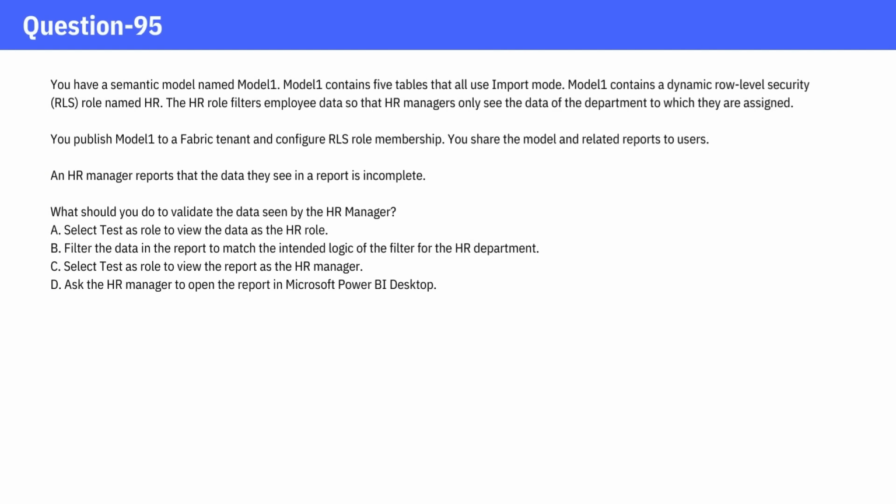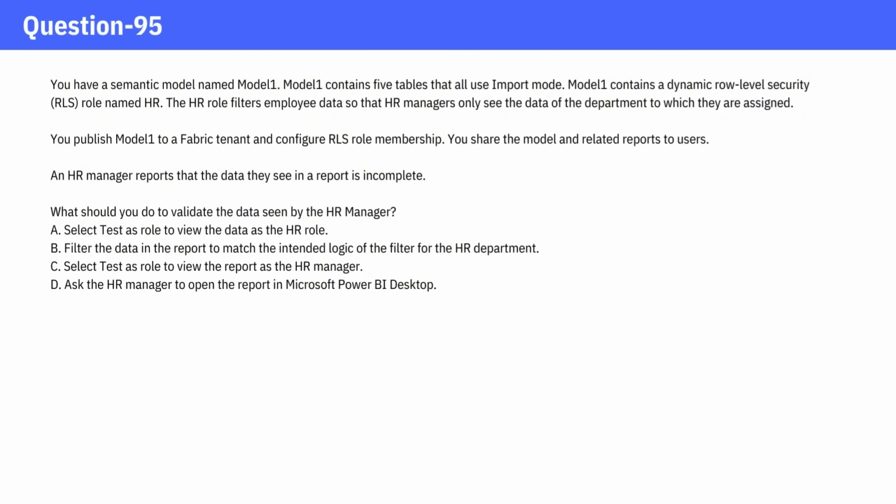Question 95. You have a semantic model named Model 1. Model 1 contains 5 tables that all use import mode. Model 1 contains a dynamic row-level security, RLS role, named HR. The HR role filters employee data so that HR managers only see the data of the department to which they are assigned. You publish Model 1 to a Fabric tenant and configure RLS role membership. You share the model and related reports to users.